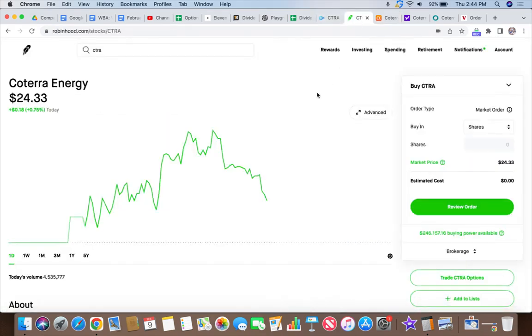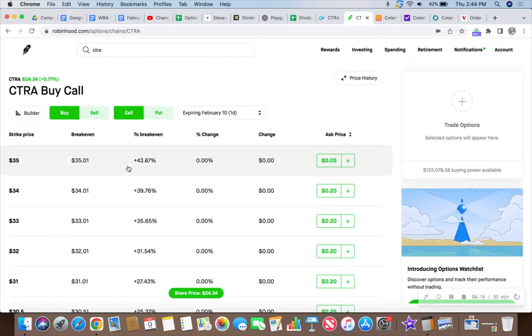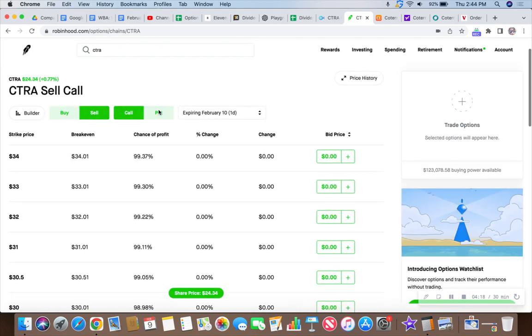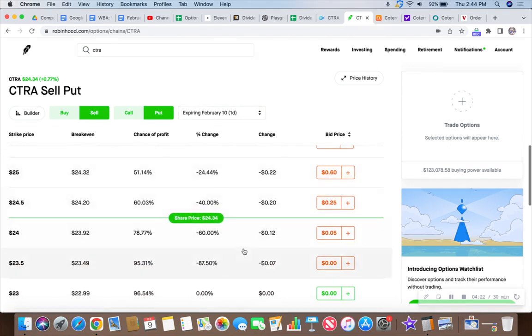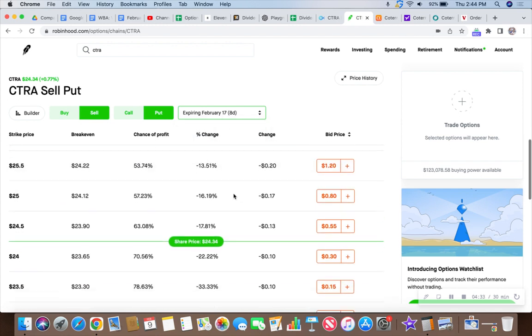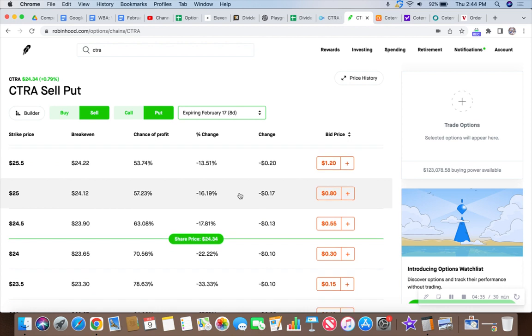So let's just check over here on the Coterra options. Pull up the chain. I want to look at selling a put. And let's look at the action for next week. As you can see, there's really no action for, well, that's only tomorrow, right? Yep, today's Thursday the 9th. Tomorrow is February 10th. We go out 8 days to the 17th. Catch that weekend theta, that weekend time decay.